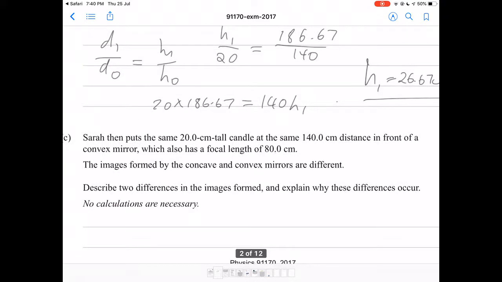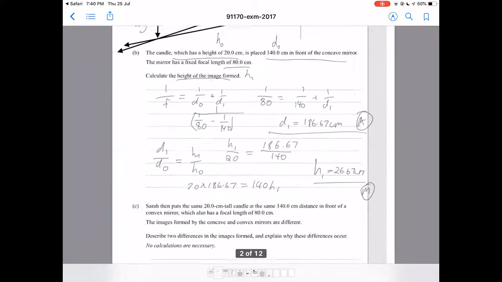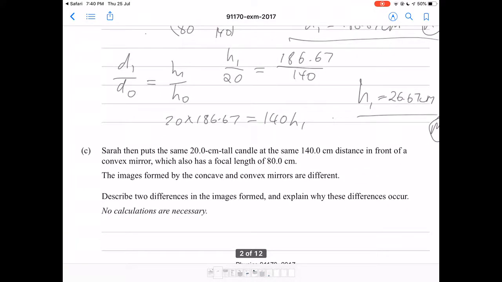Alright, so in the concave mirror, the image formed is real. Well, it depends on where it is, but what I'm trying to say is that when she put it in front of the concave mirror, the image formed was real, inverted, and magnified. However, with the convex mirror, it will always be a virtual image, and it will always be upright. And it will always be diminished.